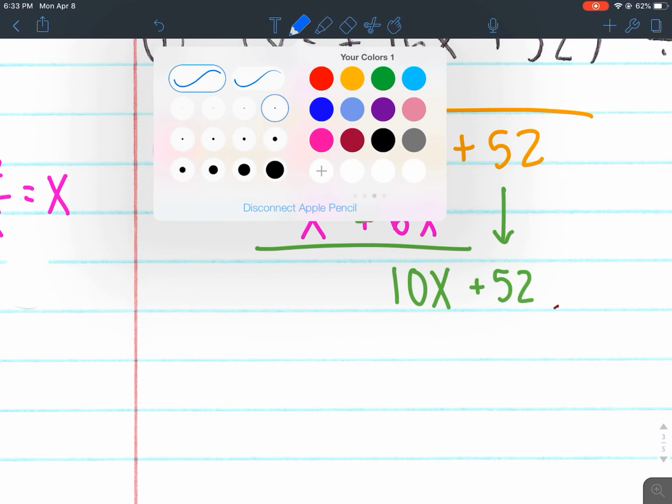Why are my colors not staying? I'm trying to keep it on my colors, but it's not staying. I need to figure out how to do that.